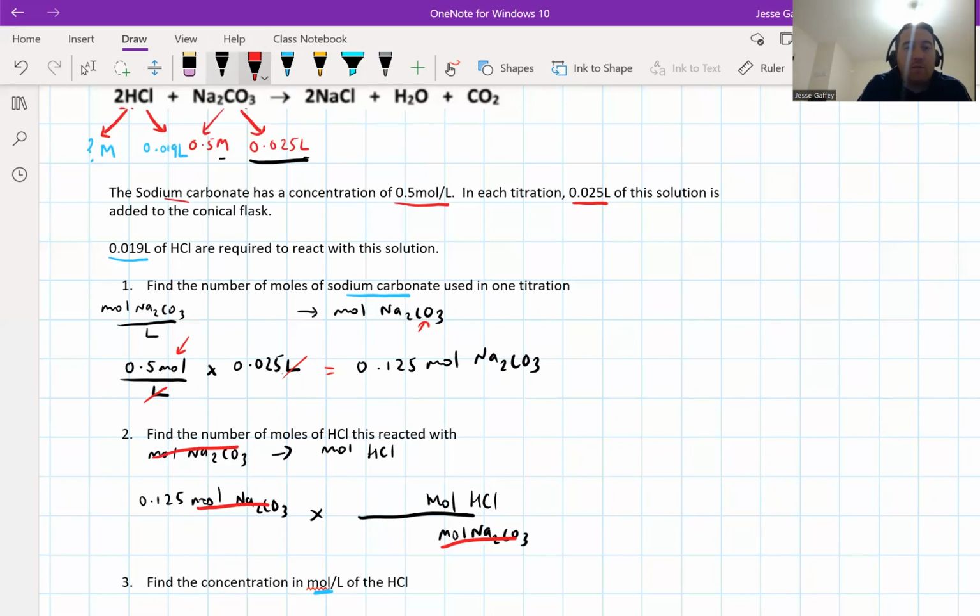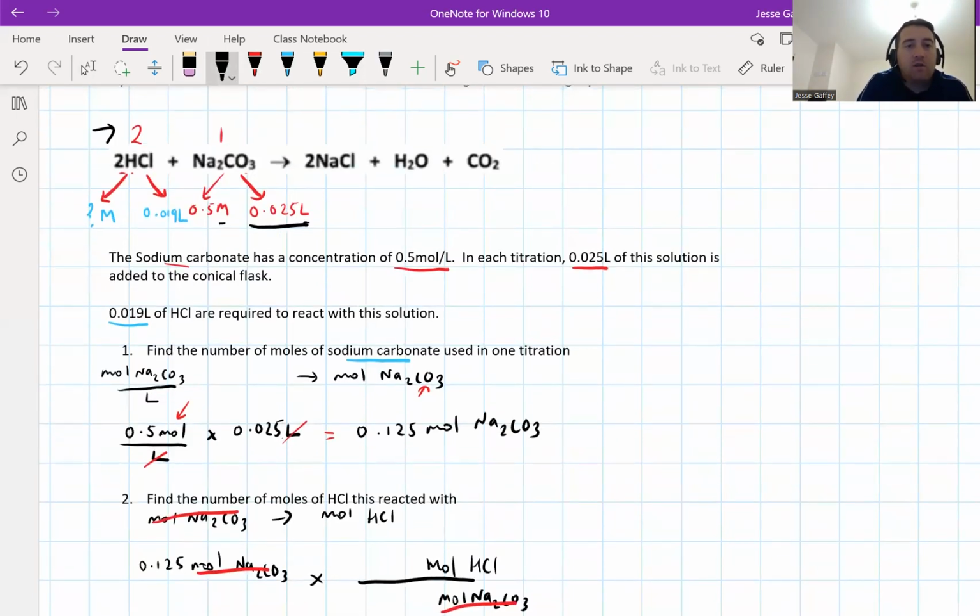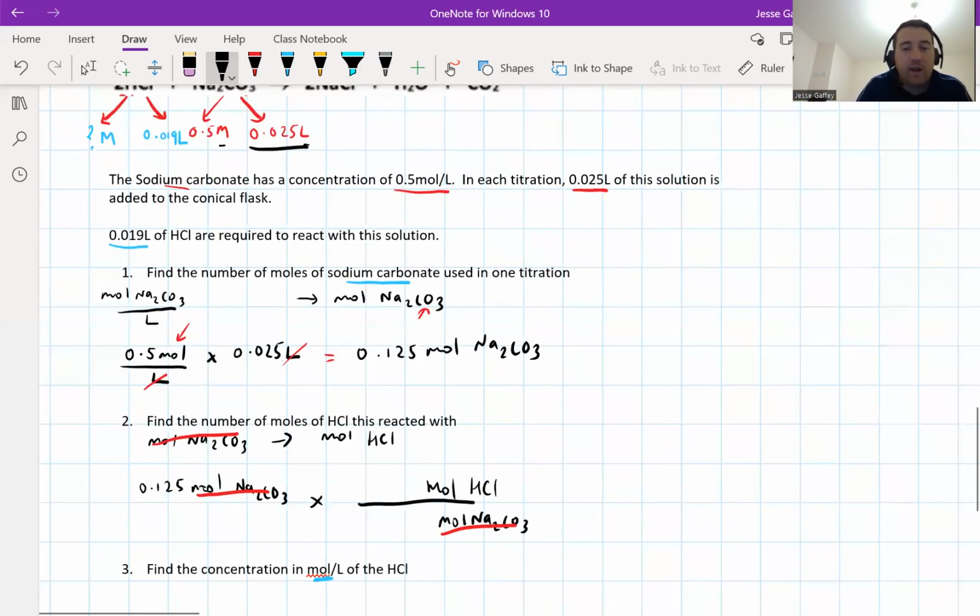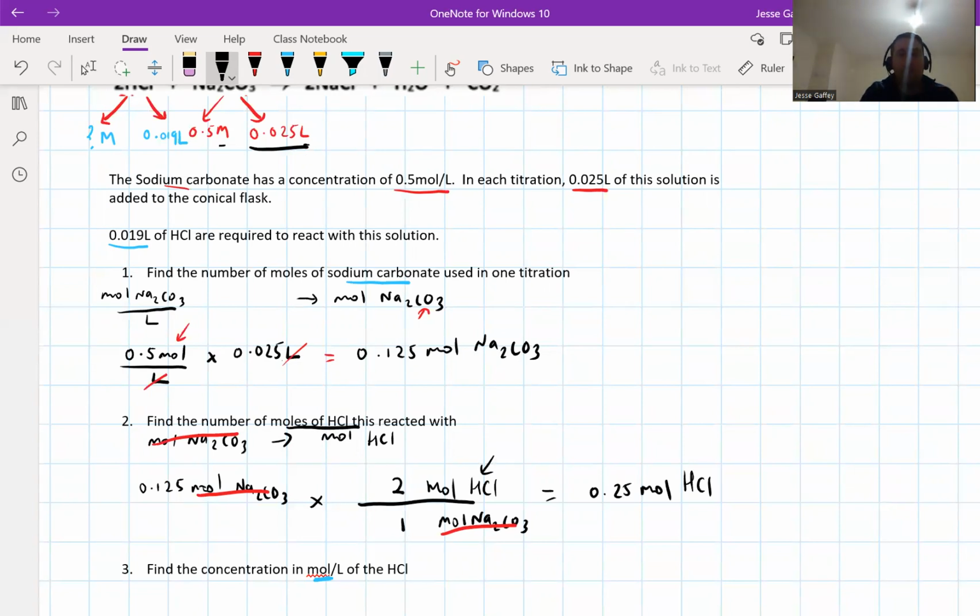All right, so what's my relationship? How many moles of HCl for how many moles of Na2CO3? Well, that's up here in my molar ratio. 2 HCl's for 1 Na2CO3. So I'm going to put 2 moles of HCl for 1 mole of Na2CO3 equals, and now I will get my answer in moles of HCl. So 0.125 times 2 over 1. My answer here is 0.25 moles. And this is moles of HCl, because that's the unit that's left. And look what I was asked for, find the number of moles of HCl.